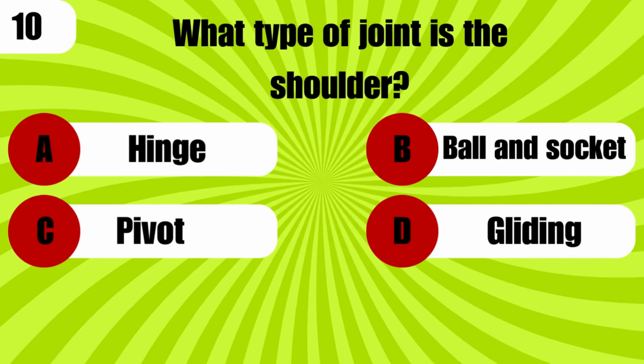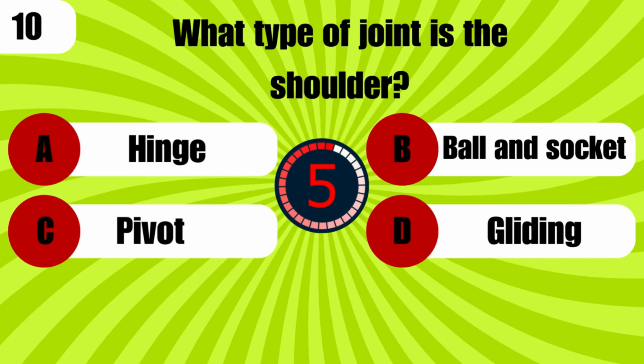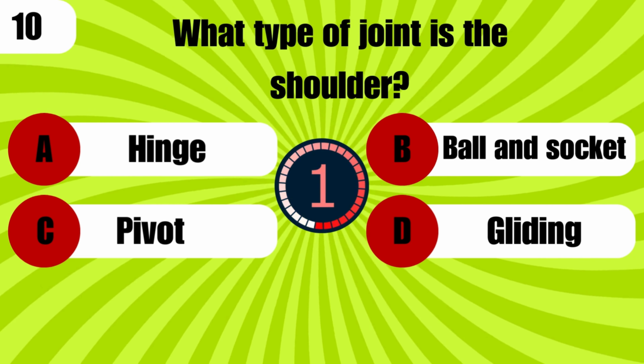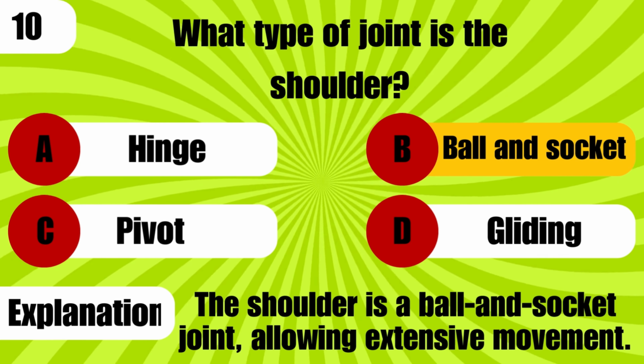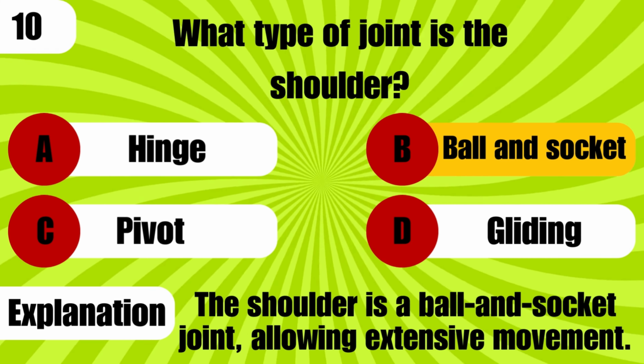What type of joint is the shoulder? Option A hinge, option B ball and socket, option C pivot, option D gliding. The right answer is ball and socket. The shoulder is a ball and socket joint allowing extensive movement.